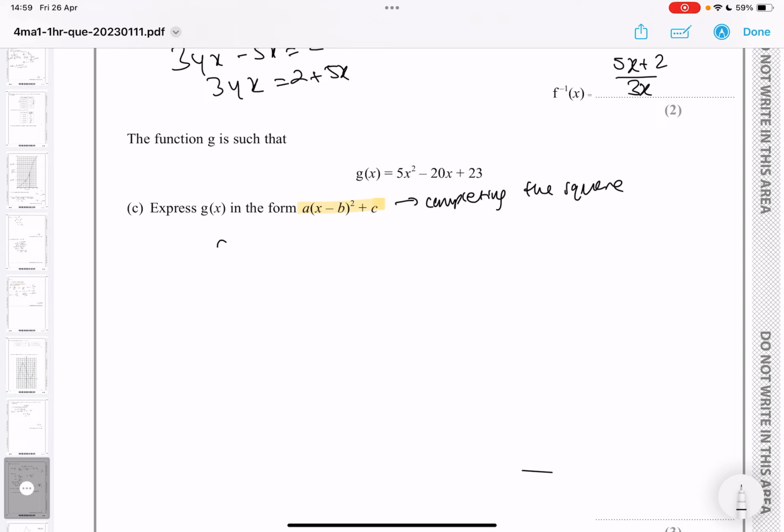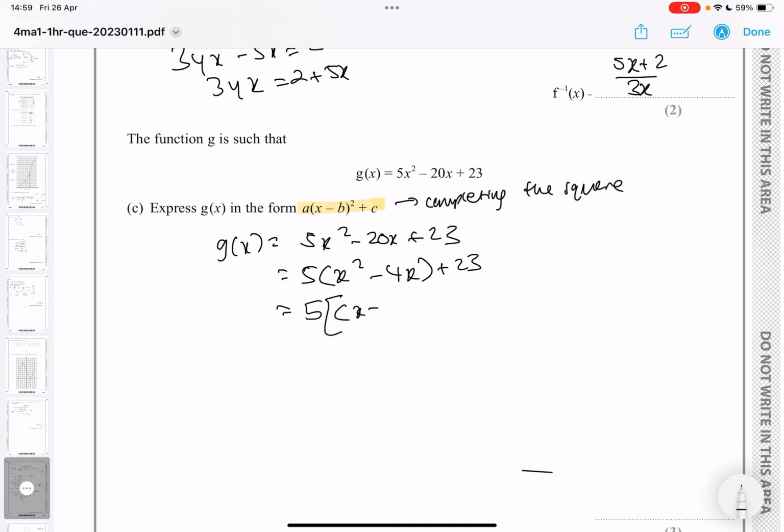So let's do that. g of x equals 5x squared minus 20x plus 23. So the common number in 5x squared and minus 20x is 5. Let's factorize that. Now divide minus 4 by 2. x minus 2 squared. Square it, minus 4 plus 23. 5 in brackets x minus 2 squared. Minus 4 times 5 is minus 20. Minus 20 plus 23 is plus 3.